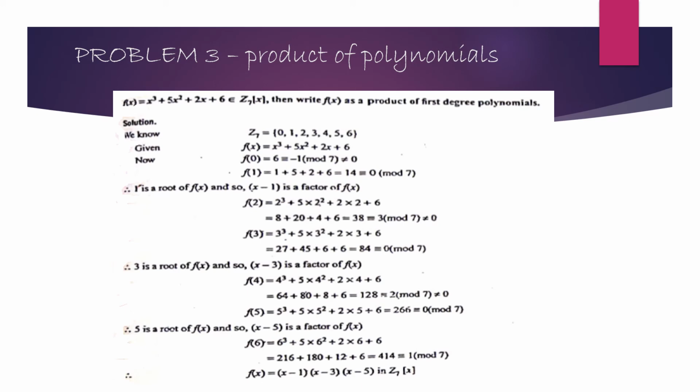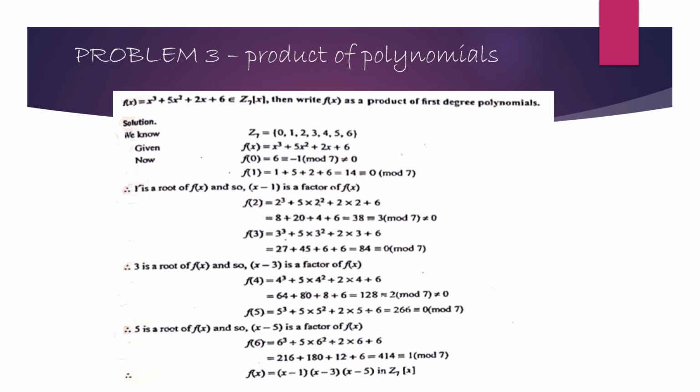Let me go for 3. If I substitute 3, my answer is 84 and it is perfectly divisible by 7. So what do I do? The remainder is 0, so 3 is a root. If I say 3 is a root, I can extend that by saying x minus 3 is a factor. Is that clear? So when a number is a root, x minus that root will be a factor.